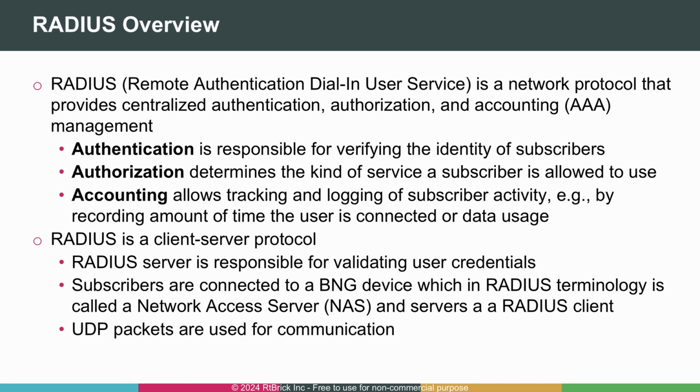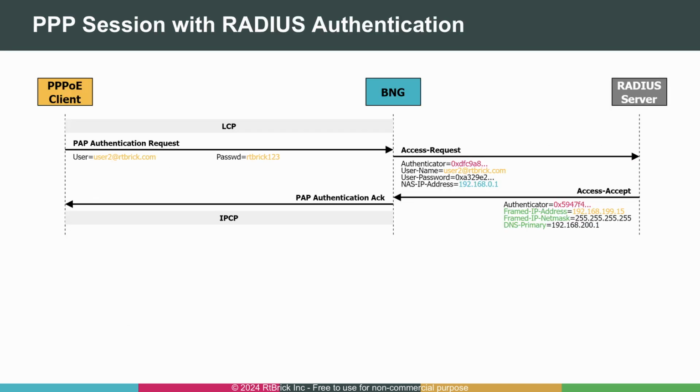Radius is a client-server protocol. The Radius server is responsible for validating user credentials. Subscribers are connected to a BNG device, which serves as a Radius client. In Radius terminology, the BNG is called a Network Access Server. Radius uses UDP for communication. Let's dive into the protocol details.